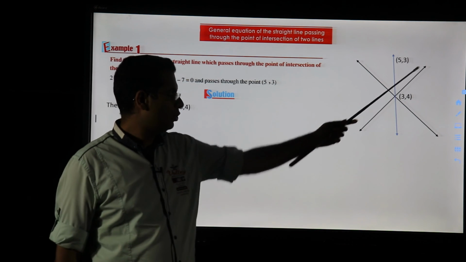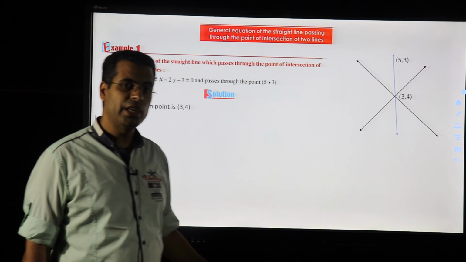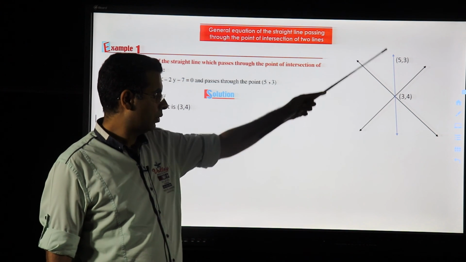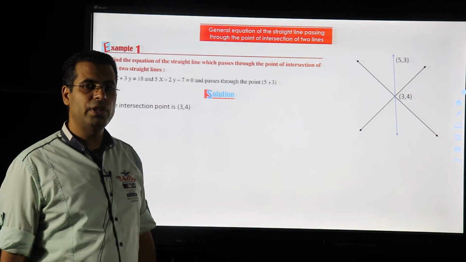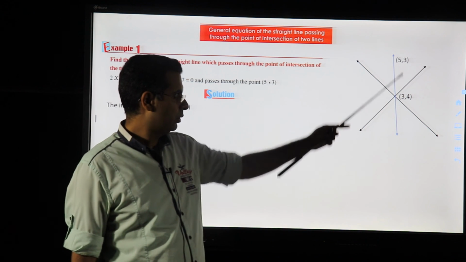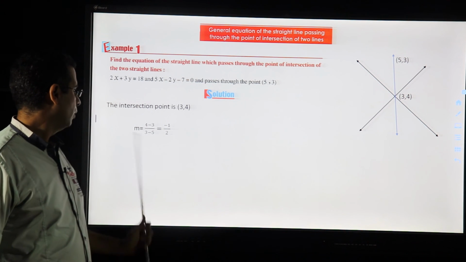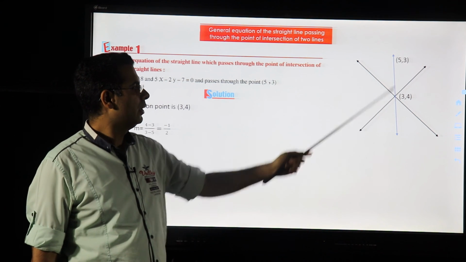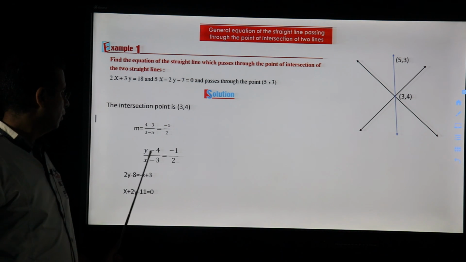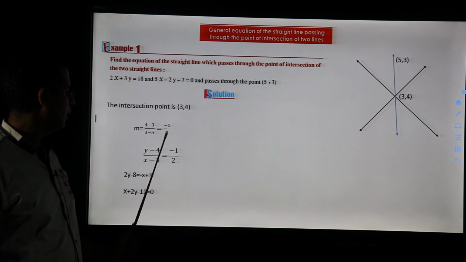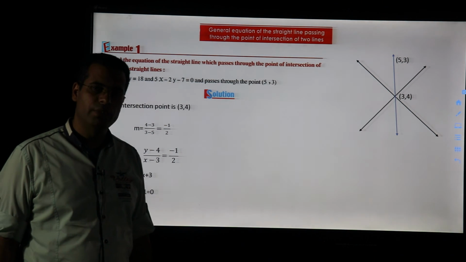As we see, the two given straight lines are in black, and the intersection between them is (3, 4). We want to find the equation of the straight line in blue, passing through the intersection point and the point (5, 3). We solve it as we did before, this lesson has nothing new. Given two points, find the slope, then slope and point. So m equals (4 - 3)/(3 - 5), which equals negative 1/2. Now I have the slope, so I use the rule: (y - 4)/(x - 3) = slope. By cross multiplication, the general equation is x + 2y - 11 = 0.